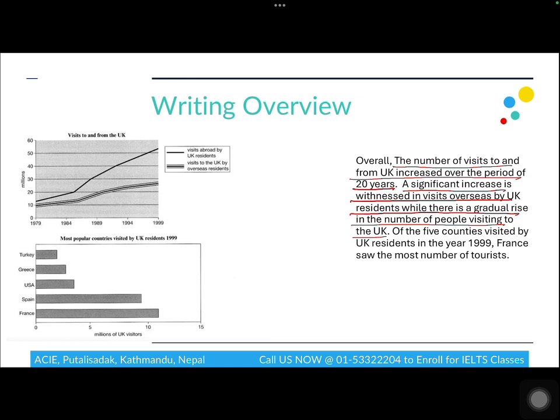Talking about the bar graph, don't just mention the highlights from the first figure, but make sure that you are mentioning the highlights from both the figures. So to do that, of the 5 countries visited by UK residents in the year 1999, France saw the most tourists. So we are just mentioning the country which has the highest number of UK resident arrivals.